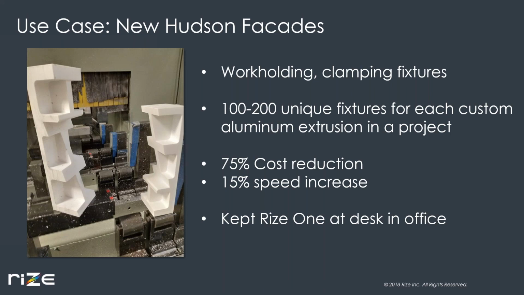So before printing them with RIZE, they had produced the fixtures either using traditional machining, which had a high material cost because they were using metal materials to produce them, or they were using plastic milling in other cases, which was cheaper and faster, but it had a high labor cost because it was more difficult to do successfully. By switching to using RIZE to produce these fixtures, New Hudson Facades has been able to save 75% of the cost for each part compared to what they were spending on each part previously.